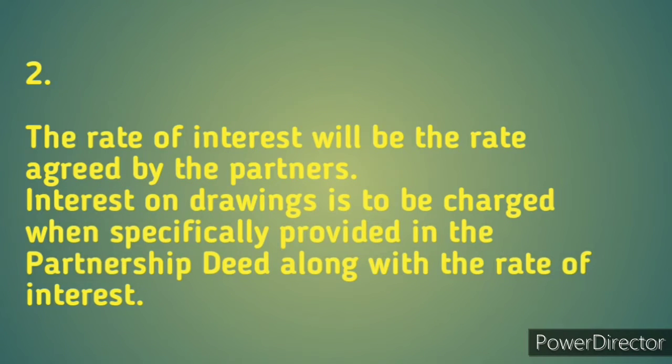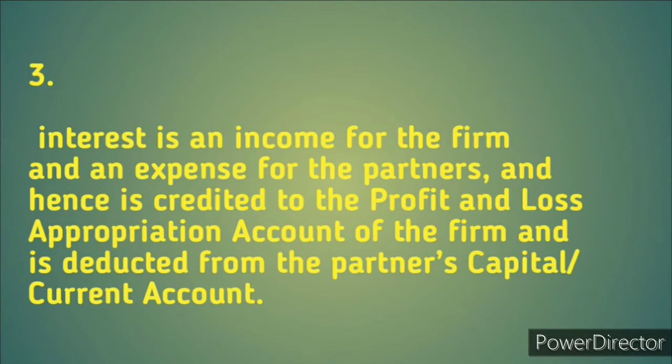One, the rate of interest will be the rate agreed by the partners. Interest on drawing is to be charged when specifically provided in the partnership deed along with the rate of interest. Third, interest is an income for the firm and an expense for the partners, and hence it is credited to the profit and loss appropriation account of the firm and is deducted from the partner's capital or current account. Right? So that was when the interest on drawing is charged.